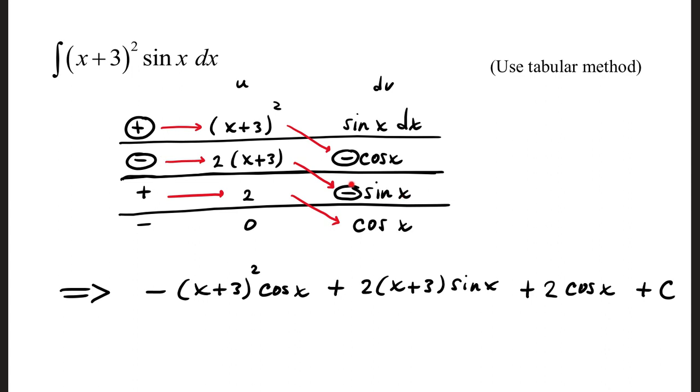Well, these two negatives make a positive 2 times x plus 3 sine x. Third row, we go back to positive 2 slant downward cosine x. And then we finally don't have to go to row 4 because where we've created the 0, there's no use going through it. Don't forget your constant of integration plus c.